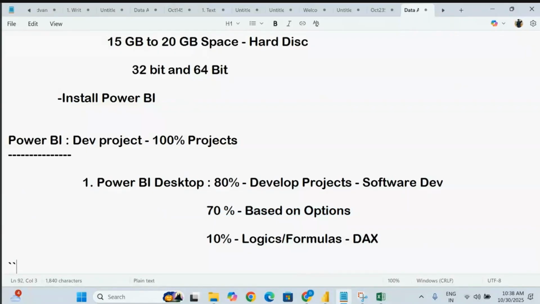Just understand here that your logics are DAX formulas. You don't need to remember all the things. Minimum 15 logics are very important for you to understand. These 15 logics keep on repeating in your interviews and in your projects on any domain. Simple thing. So 15 to 20 somewhere only.